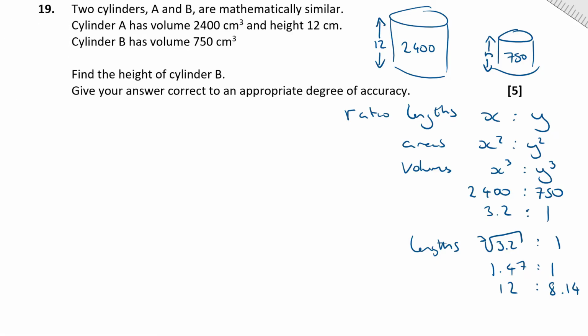Okay, so what would be an appropriate degree of accuracy? These numbers up here are quoted to 2 significant figures, each of them, aren't they? So I'm going to round this one off to 2 significant figures as well. I'm going to say that that is 12 to 8.1. Okay, so my height then is 8.1 to an appropriate degree of accuracy, 2 significant figures, the same as the other in the question.